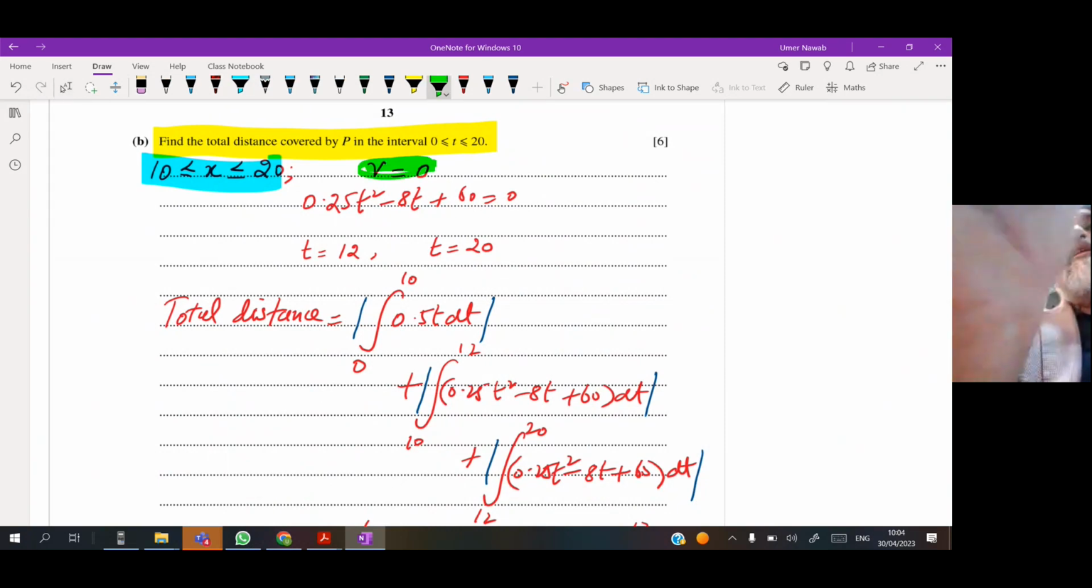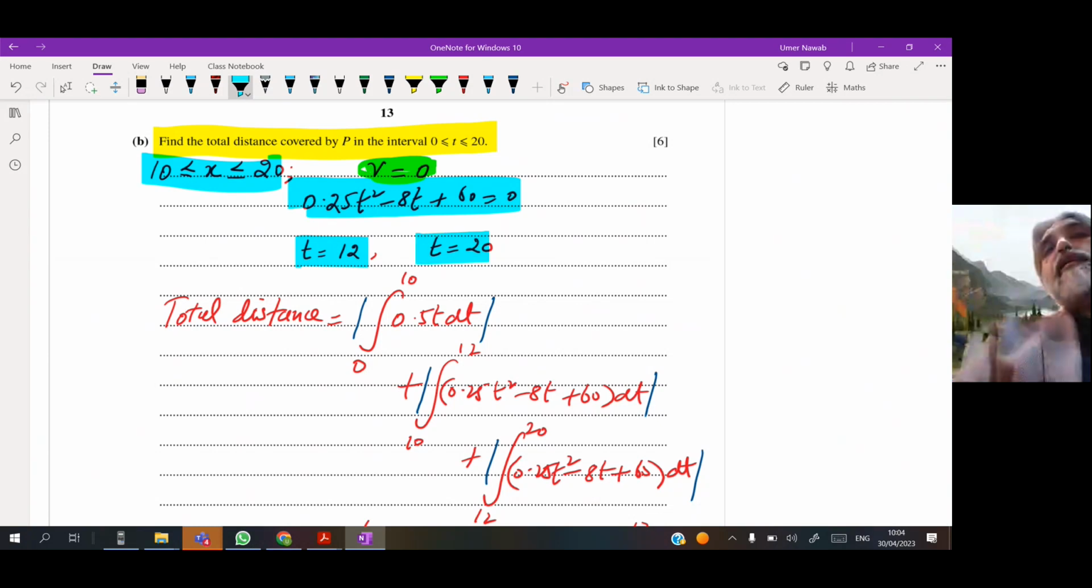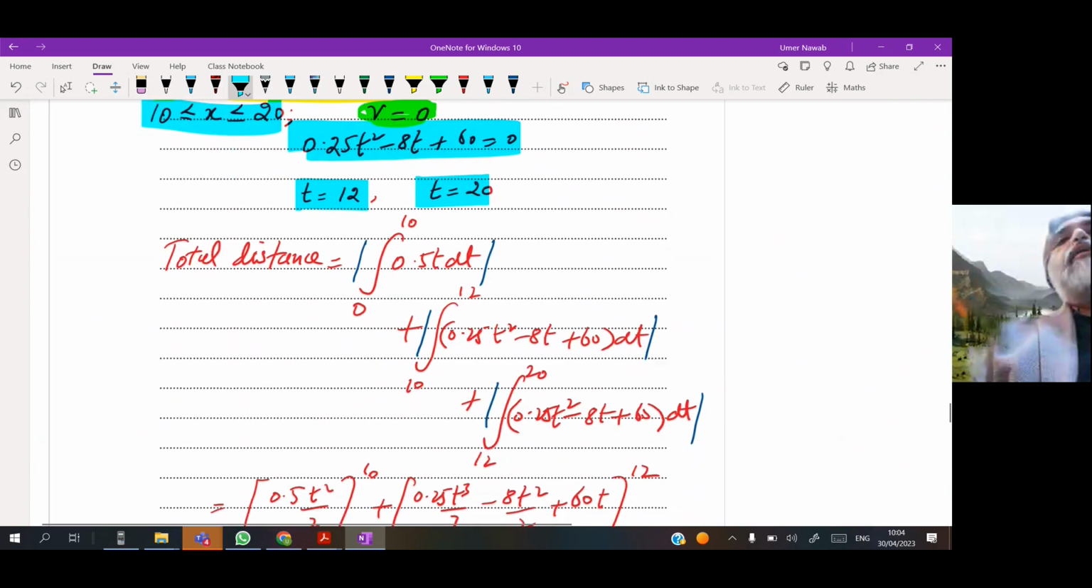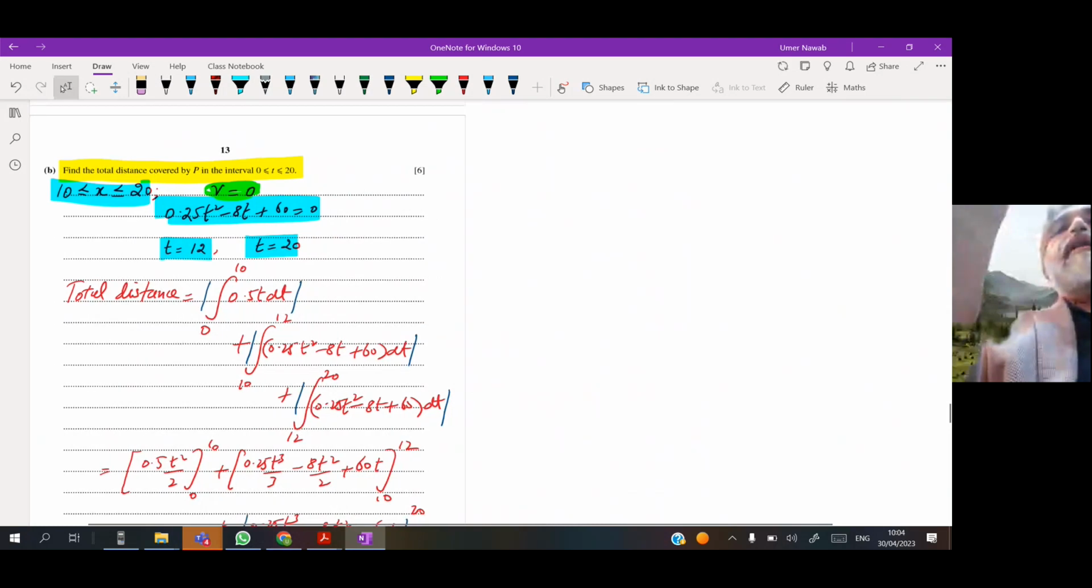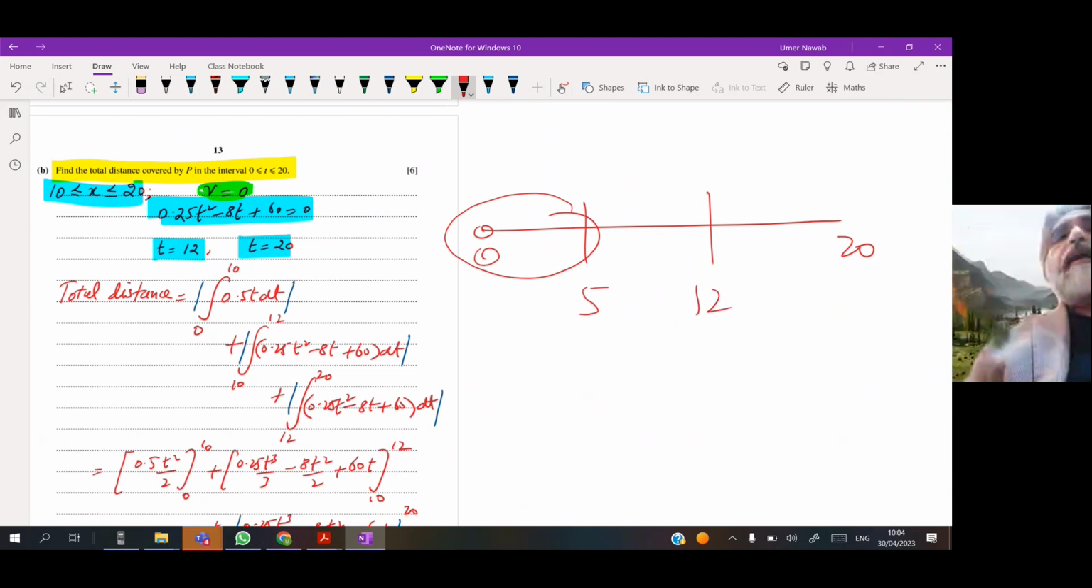So I want to check the rest. Put v equal to 0 into the second formula for the velocity, and it gives me t equal to 12 and t equal to 20. Now, our time span from 0 to 20 will be divided into phases: from 0 to 10, then from 10 to 12, and then from 12 to 20.